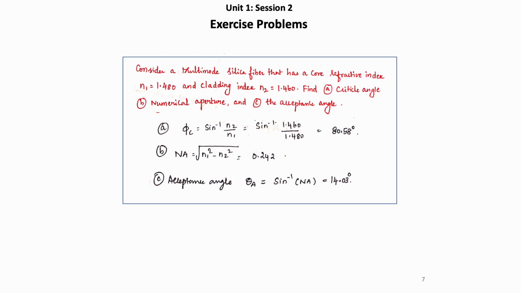Then the acceptance angle: the maximum angle at which light is captured comes under the numerical aperture. In order to find the acceptance angle, it is equal to sine inverse of the numerical aperture. Once we find the value of the numerical aperture, it is easy for us to find the acceptance angle, which is given here as 14.03 degrees. I hope you have understood a little bit about the propagation of light inside the optical fiber. Thank you.